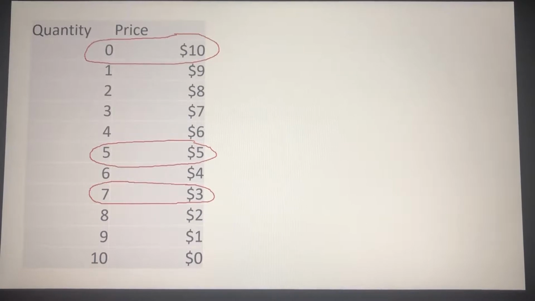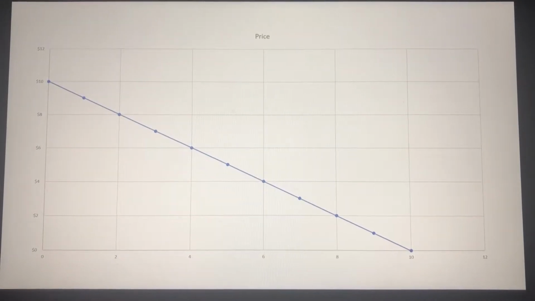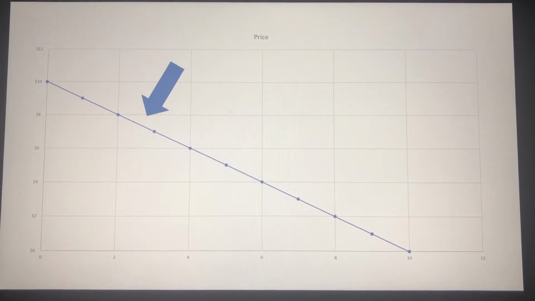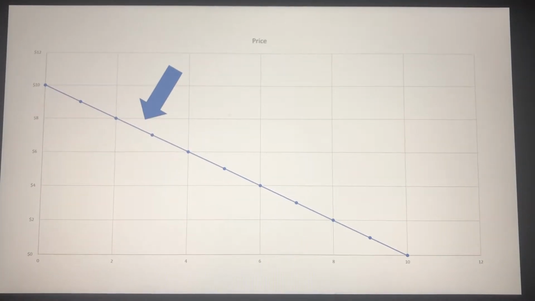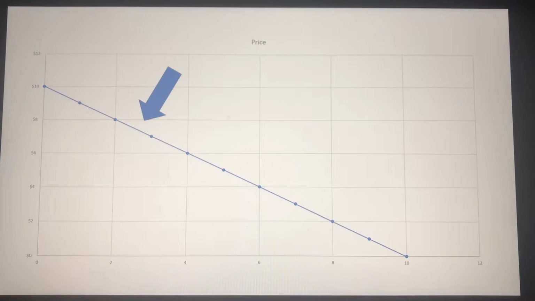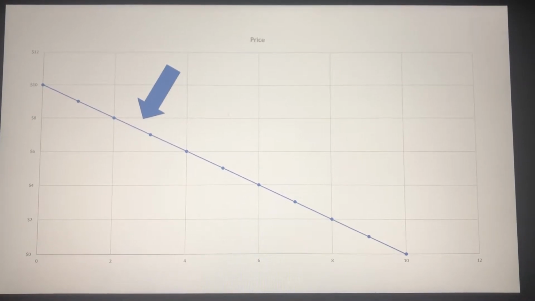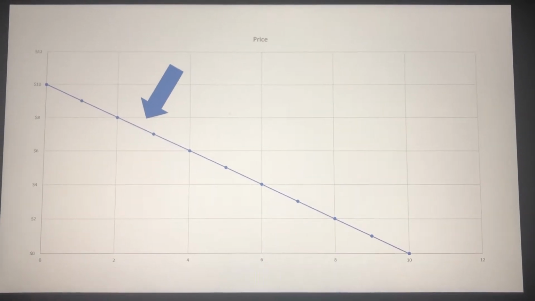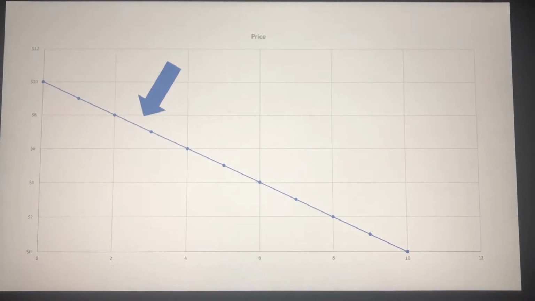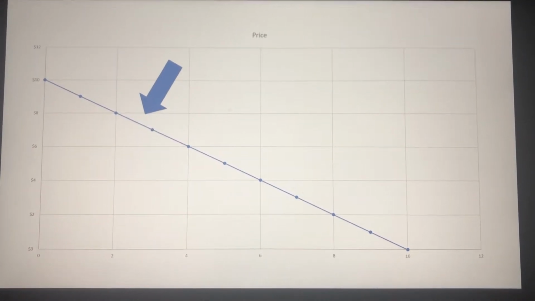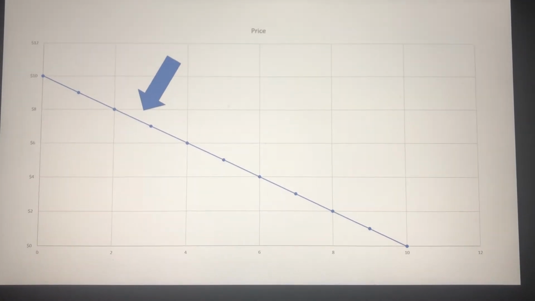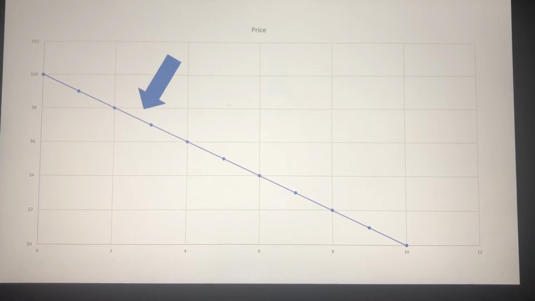Now we go to the graph. So here's our graph. On this portion of the graph, the demand is elastic. This means that the percent change in price is less than the percent change in quantity demanded. This also means that to increase revenue, the firm should lower its prices. By doing so, more consumers will buy the good. Even though the price has decreased, enough is being sold to offset the price.